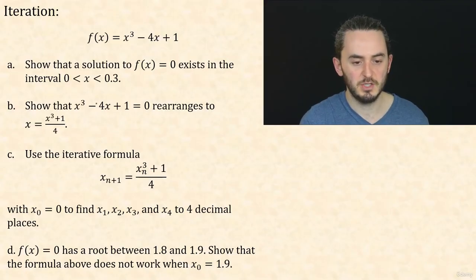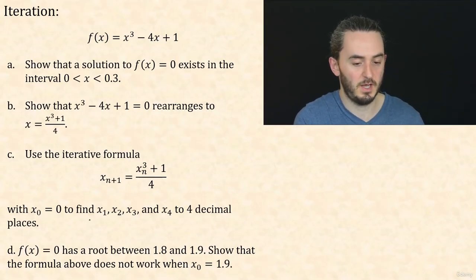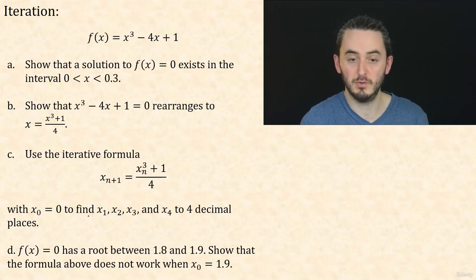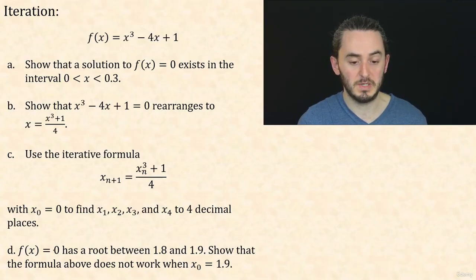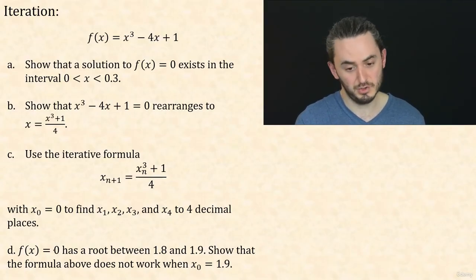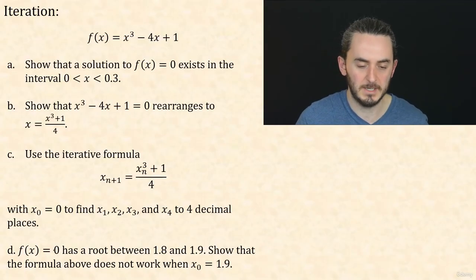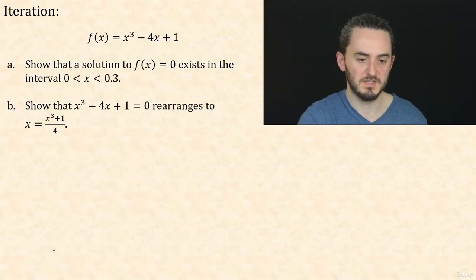Next, show that x cubed minus 4x plus 1 equals 0 rearranges to x equals (x cubed plus 1) over 4. Part C, use the iterative formula, that one there, with x0 equals 0 to find x1, 2, 3, and 4, so the first four approximations. And finally, f of x equals 0 has a root between 1.8 and 1.9, and show the formula does not work when x0 is 1.9. Okay, so let's work through these.